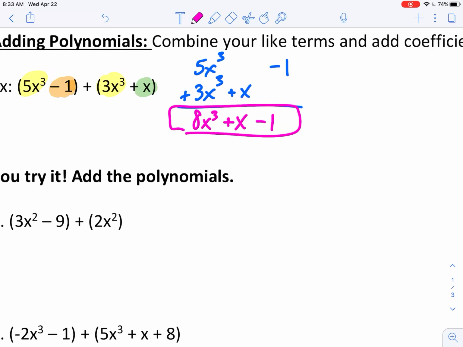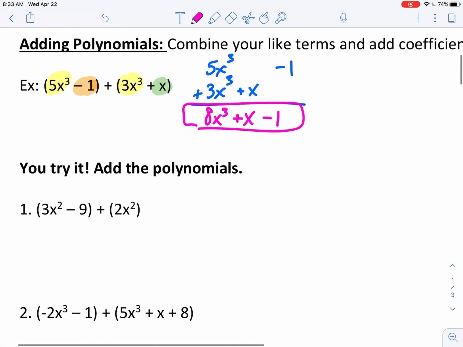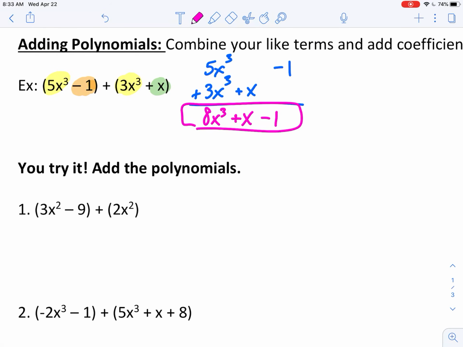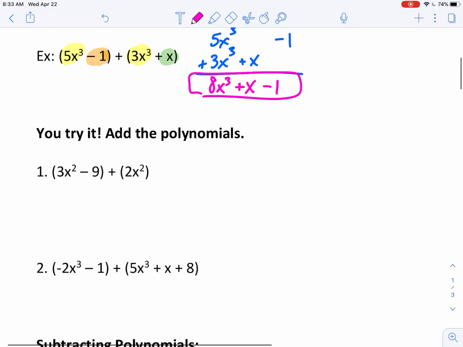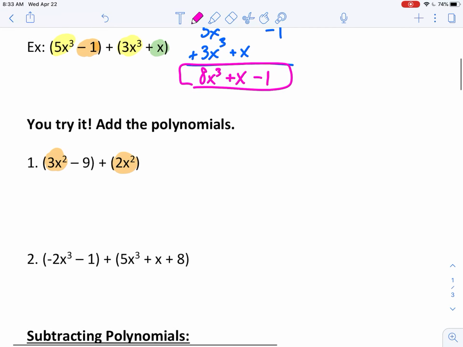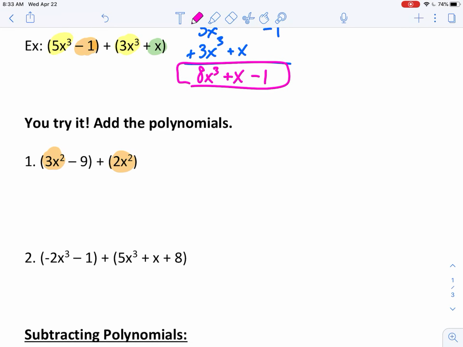And now what I'm going to do is add these coefficients, and I'll keep the variable the same. So 5 plus 3 is 8x cubed. Can't add anything to x. Can't add anything to that negative 1. So that's going to be my final answer.